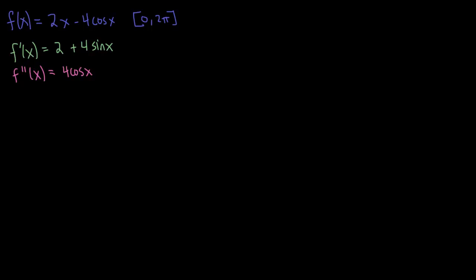So let's first do the analysis on the first derivative, so we can find increasing versus decreasing behavior. And of course we can find extrema if we choose to use the first derivative test. Okay, so let's see here. We are looking at f prime of x to find critical points. f prime of x equals 0. So we're trying to solve 2 plus 4 sine x equals 0.